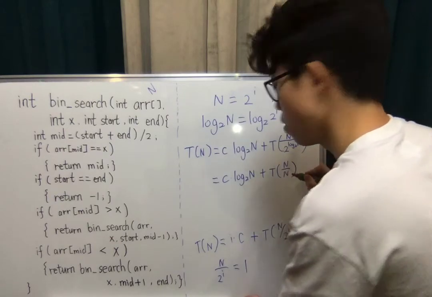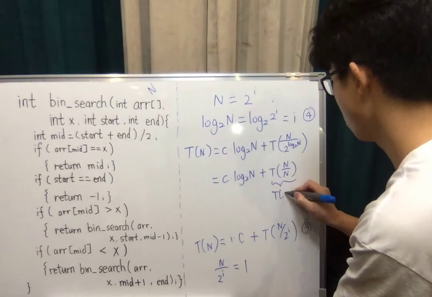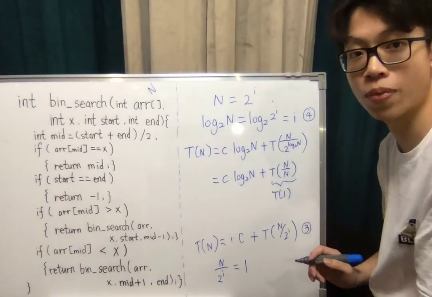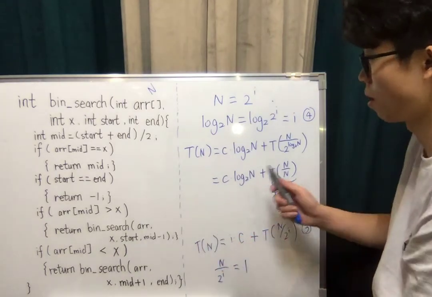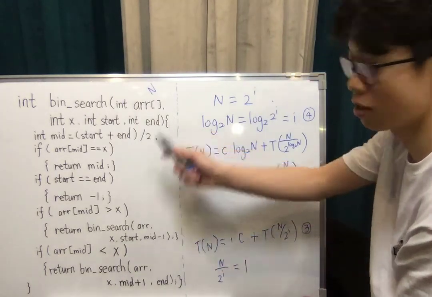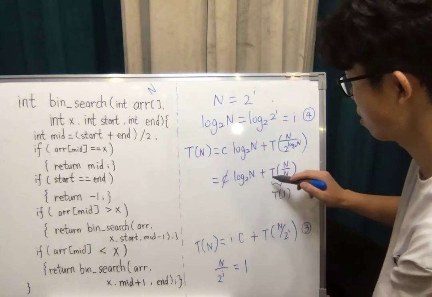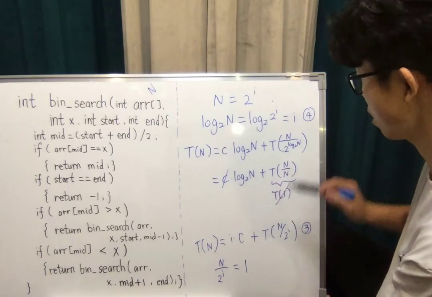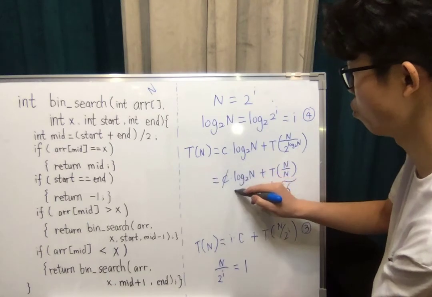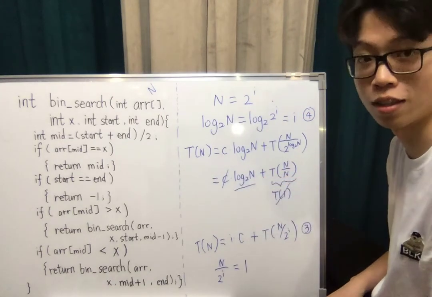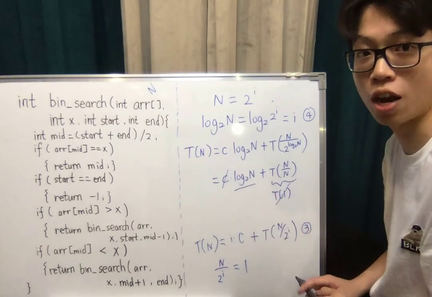Then it is C times log 2 n plus T(n) over n. This is just T(1), right? And the purpose is to find the big O of this algorithm, right? So we can just ignore all the constants in this formula. T(1) is also a constant. So finally, we will get that T(n) is O(log 2 n). And that is the big O running time of the binary search algorithm. Thank you.